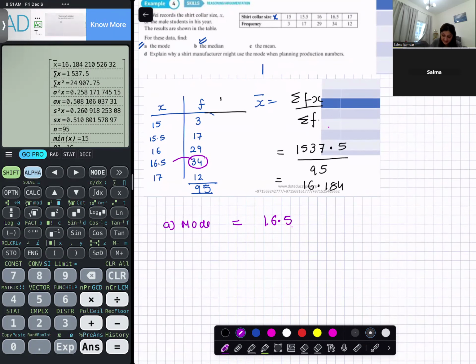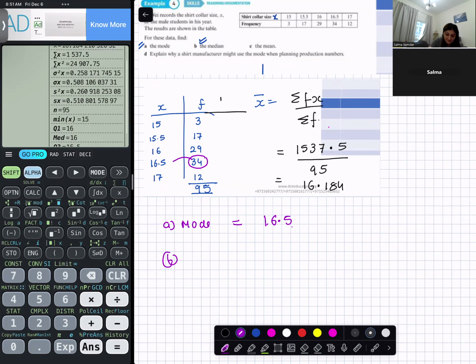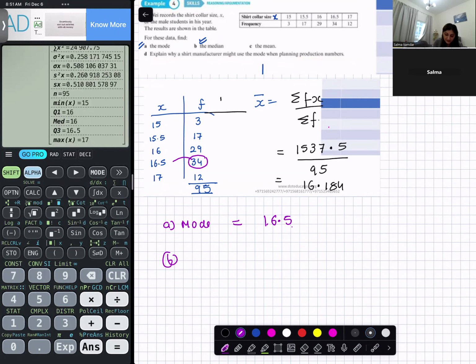Next, median. Median is the middle observation. If it's written by med over here, it is also called the second quartile. So my median is 16. You need to have a detailed explanation of median, which I will give you in the next video. And the C part was the mean, and we had calculated the mean as 16.184.